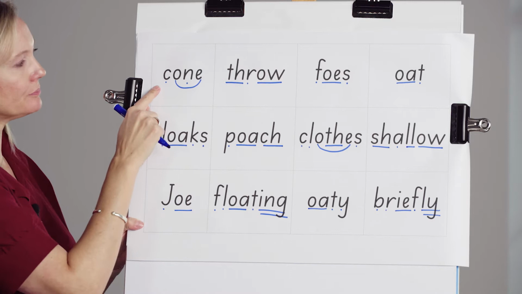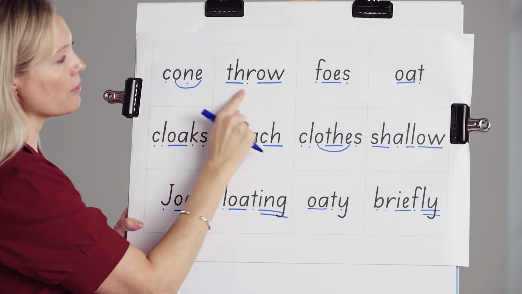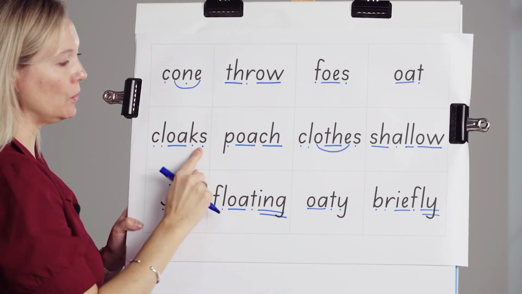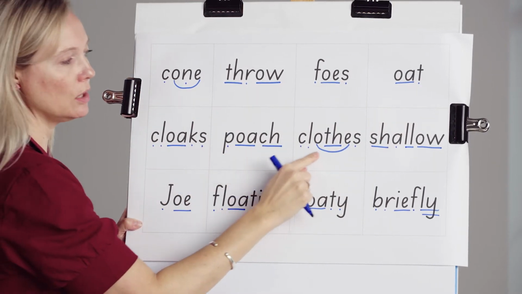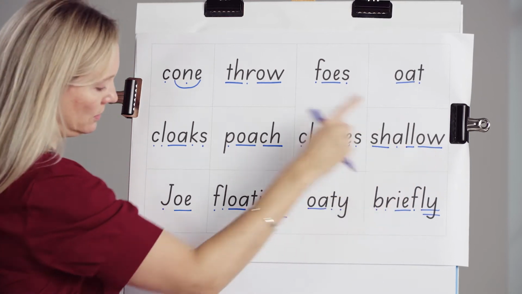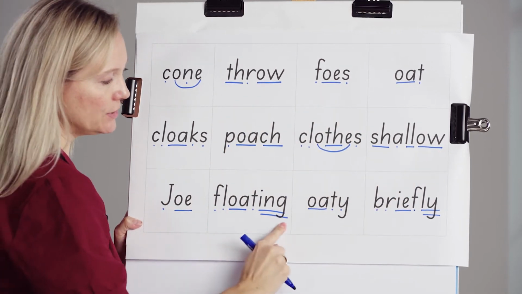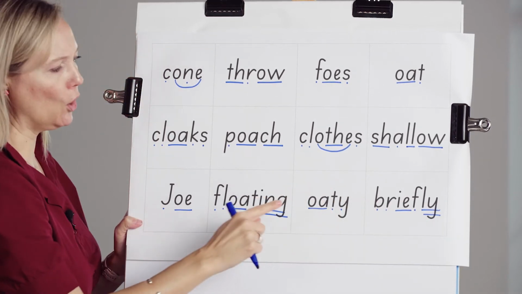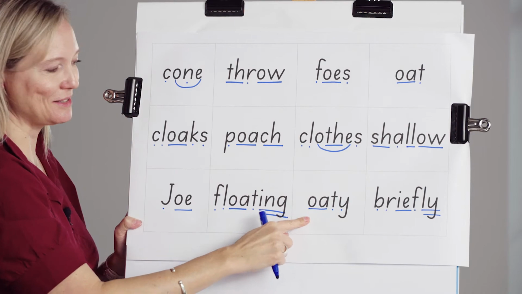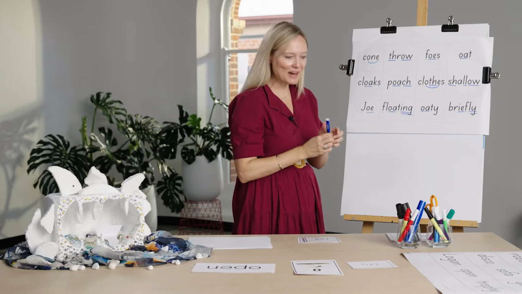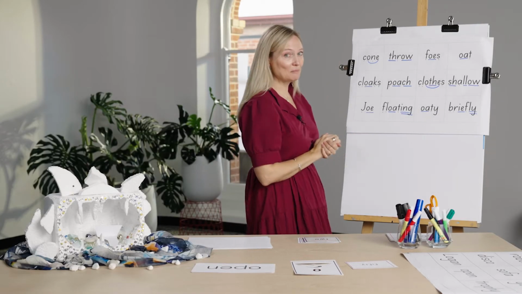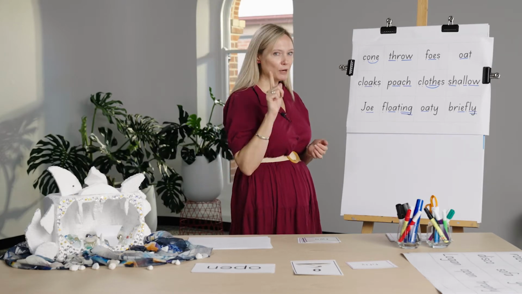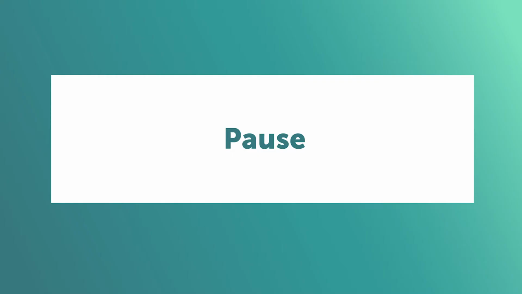Let's start at the top. Cone, throw, foes, oat, cloaks, poach, clothes, shallow, Joe, floating, oaty, briefly. My oats tasted oaty this morning. Well done, great reading. Shall we do some writing? You go and get a pencil and something to write on, and I'll set up the board. Press pause, I'll see you back in a minute.